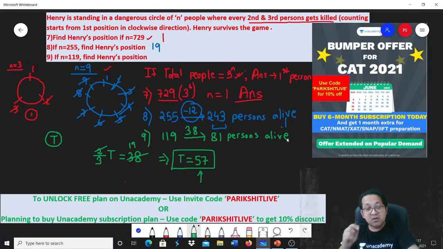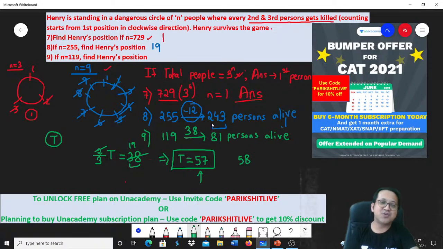Now what's the answer? First person is the answer. First person from where you would begin your counting next. Where would you begin your counting next? You have killed up to the 57th. 57 killing means 38 people have been killed. Now you would start your counting from 58. So your answer is 58. Got it?